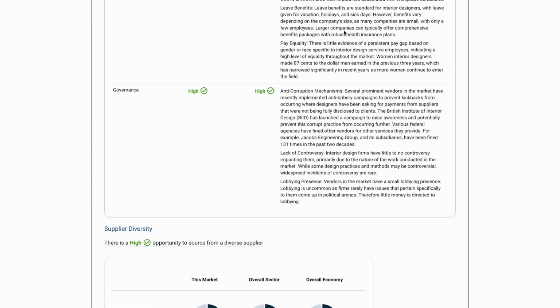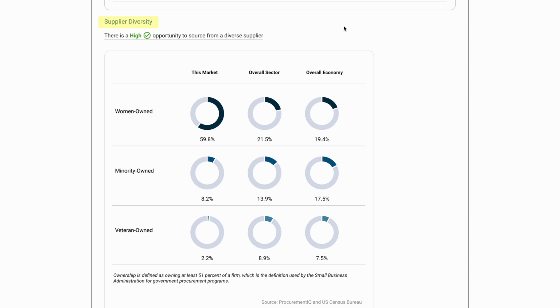This will show you whether or not it's favorable to source from a diverse supplier pool in this category. What are your odds of being able to onboard and work with a diverse supplier? That's shown here. So if you only have 10 minutes to research a category, those are the areas that you should look through to get the most out of our supplier data.